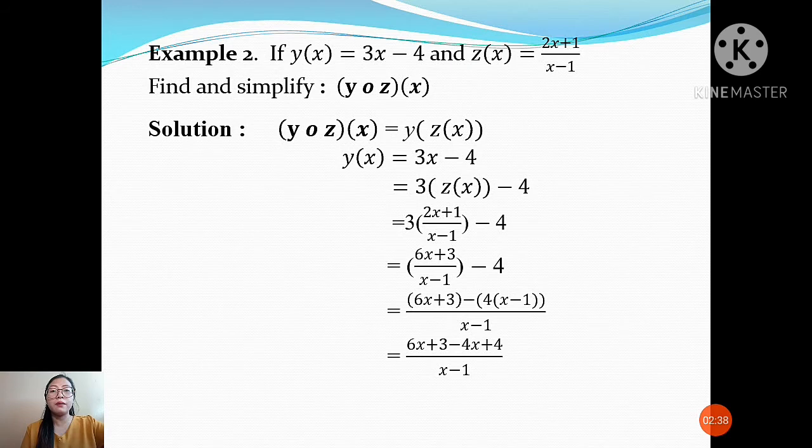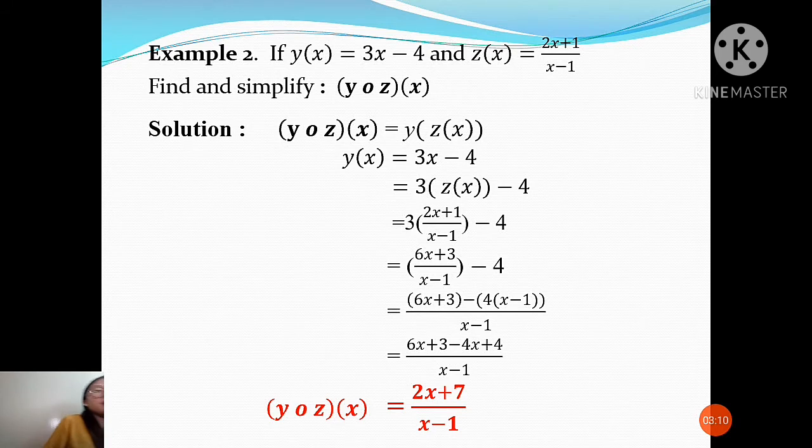Then simplify by combining like terms. So positive 6x plus negative 4x is 2x. Then add the constants, which is 3 plus 4, it is 7, all over x minus 1. So the final answer for y composed with z of x is 2x plus 7 all over x minus 1. Excuse me. Then for our example number 3, let's proceed.